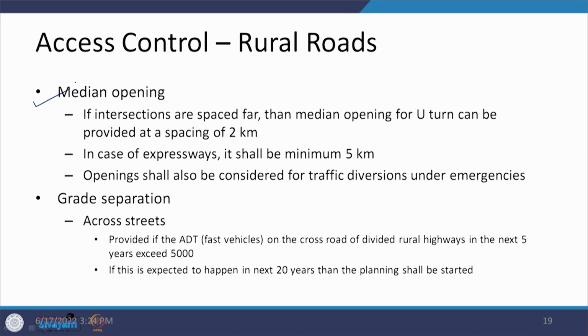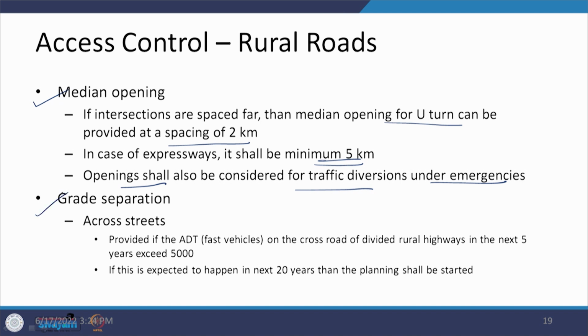Then median openings, where the intersections are spaced far. The median openings for U-turns can be provided at a spacing of 2 kilometers. In case of expressways, it can be a minimum of 5 kilometers, and there can be openings which are not being utilized as such, because they have been camouflaged by way of either railings or something, but if required under emergencies, then they can be used for diverting the traffic. So, that provision shall also be there.